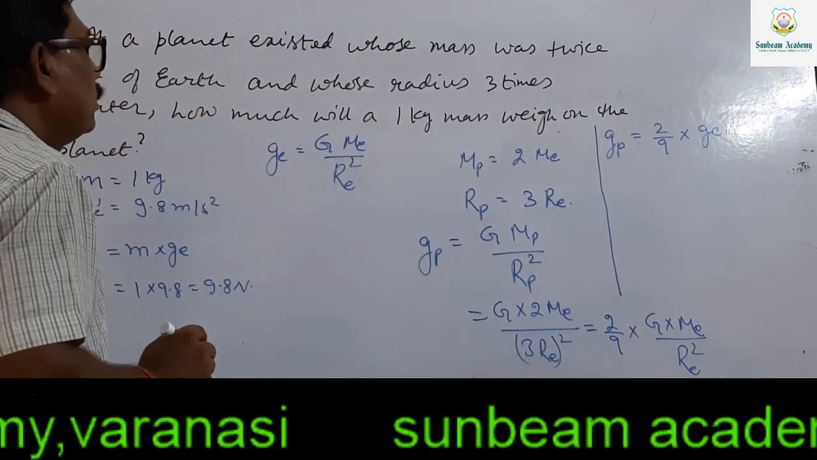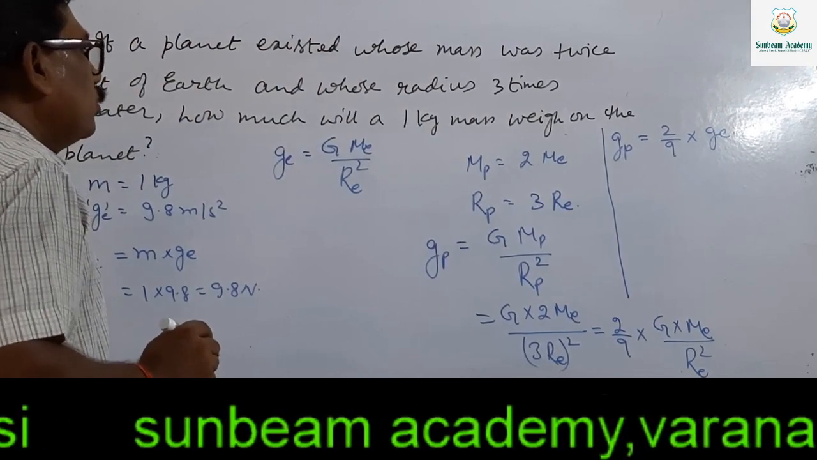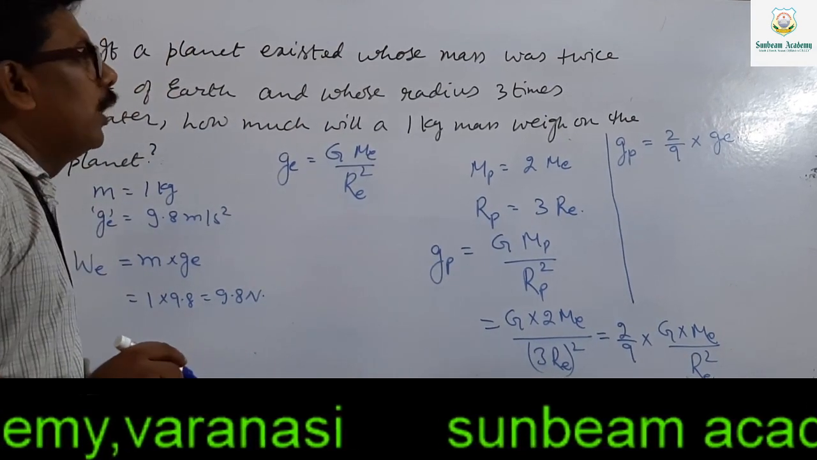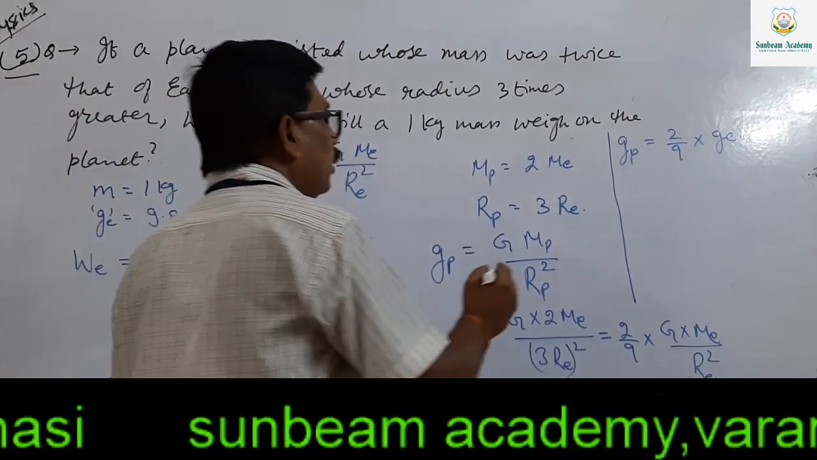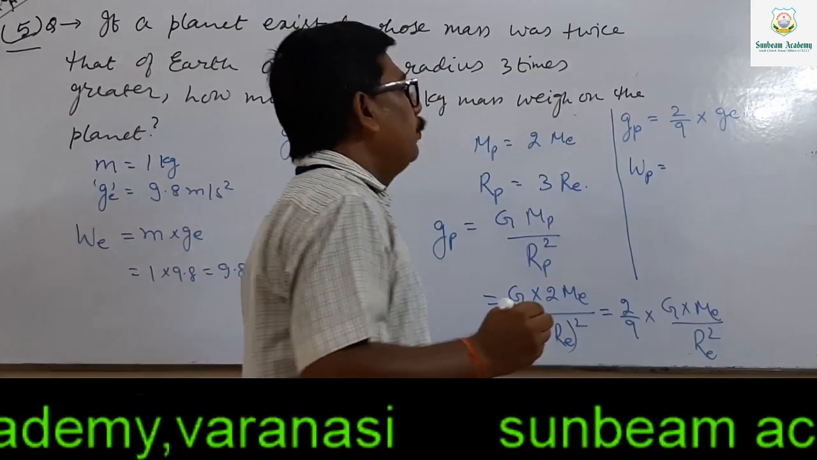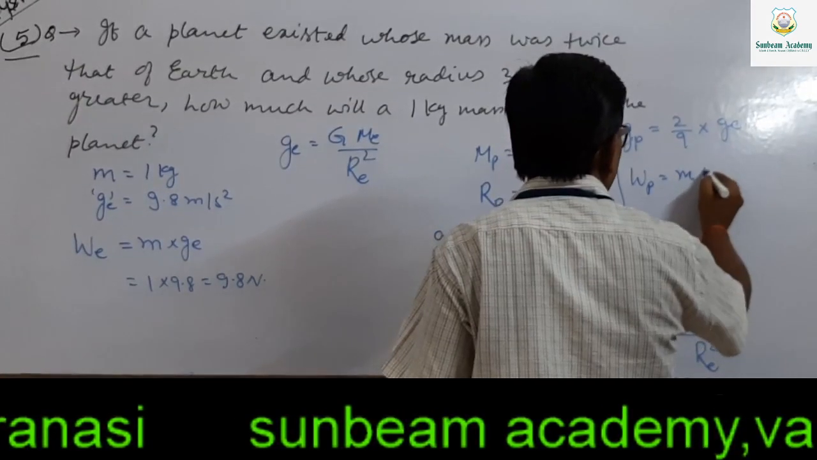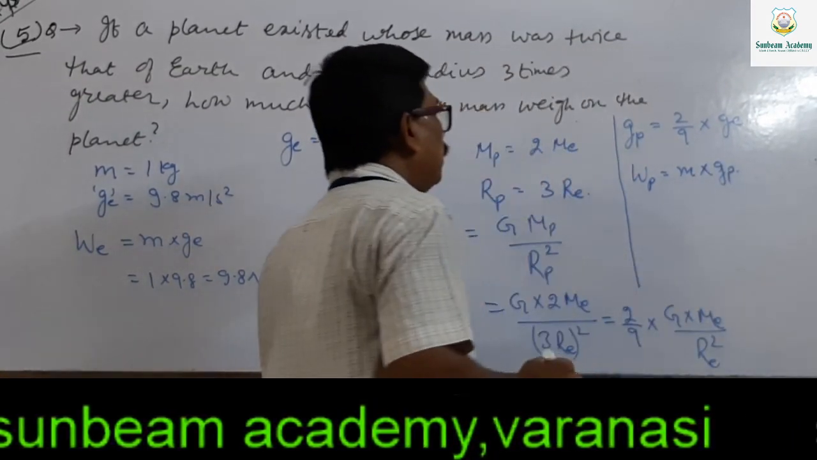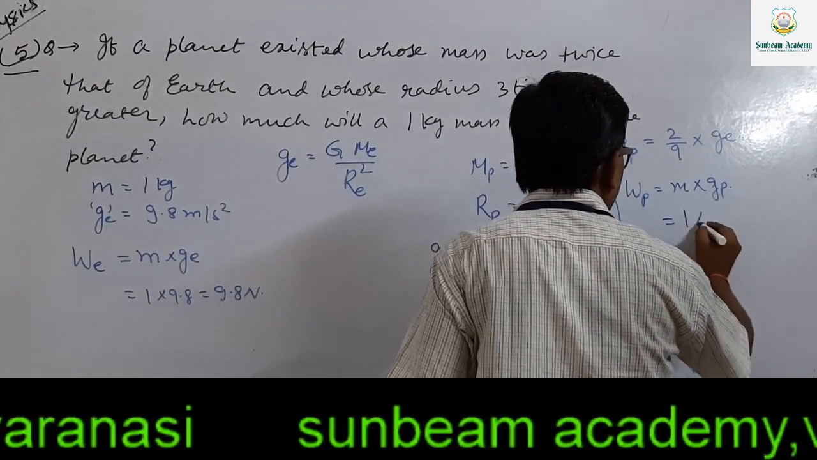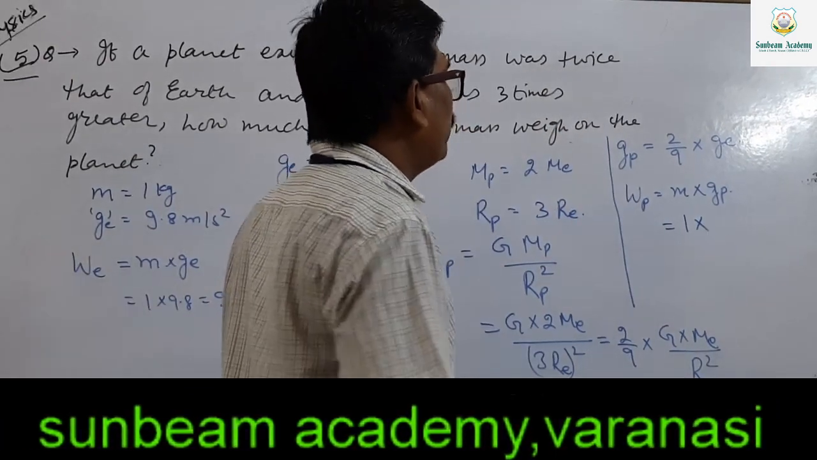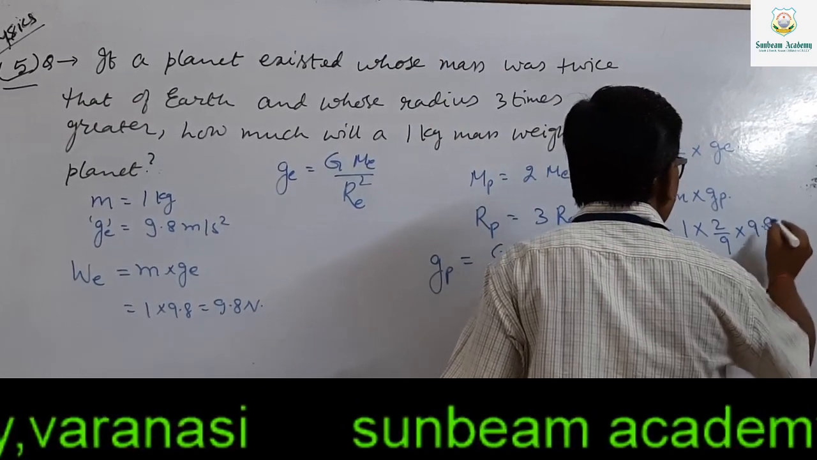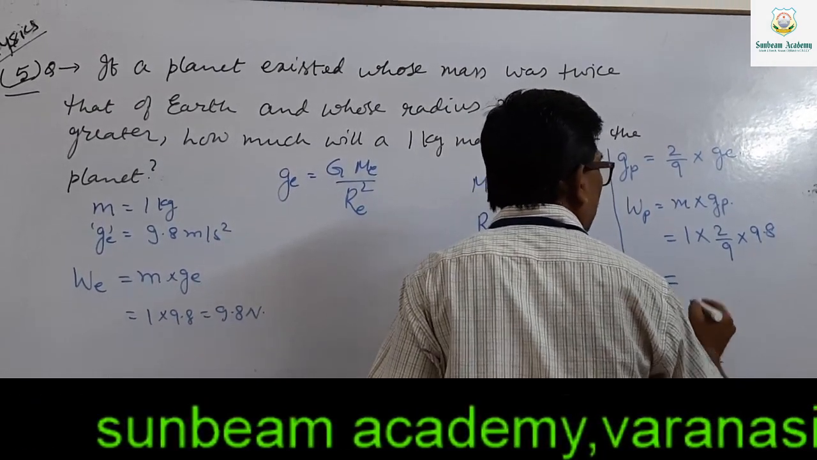You have got the relation? How the acceleration due to gravity varies on the other planet in comparison to the acceleration due to gravity on the earth. Now what you have to find? You have to find out the weight of the object on the planet, that is WP. You know that it is mass into gP. Mass, you know that mass is constant everywhere. So mass is 1 kg given, and gP is 2 by 9 of gE, means 2 by 9 into 9.8.